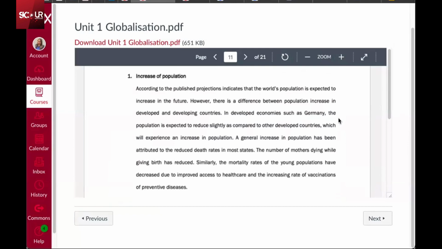Maybe one of the reasons is improved access to healthcare, and an increasing rate of vaccination against preventable diseases. People nowadays have access to a lot of healthcare, so the life expectancy has increased.